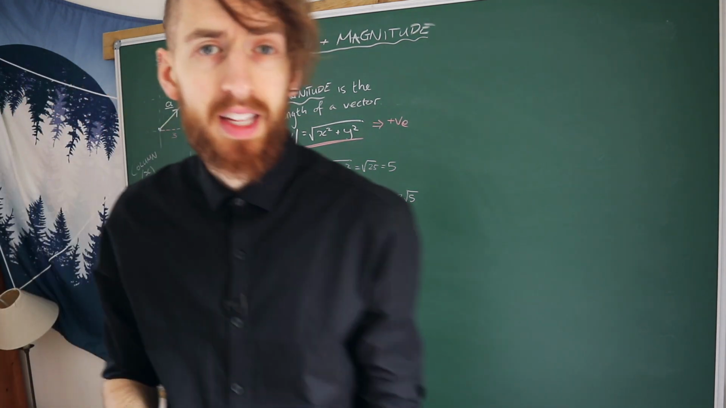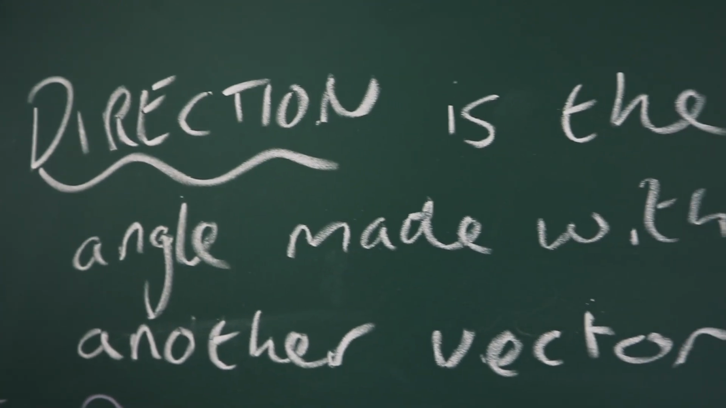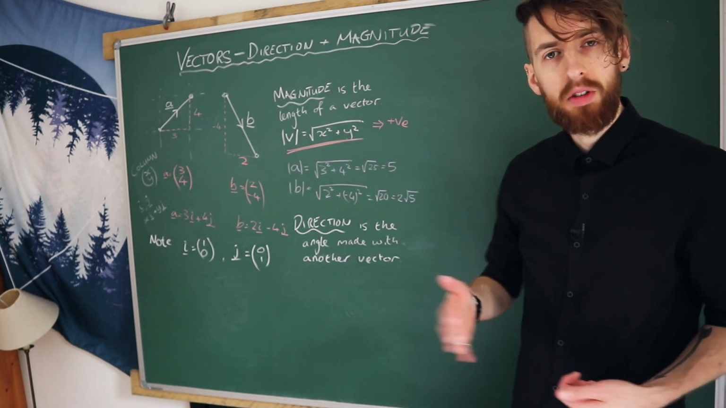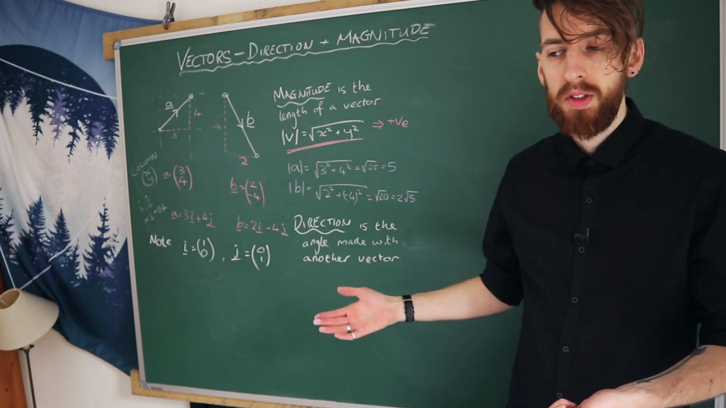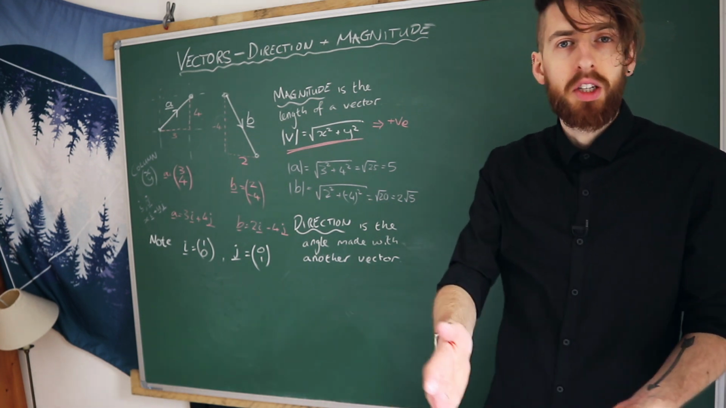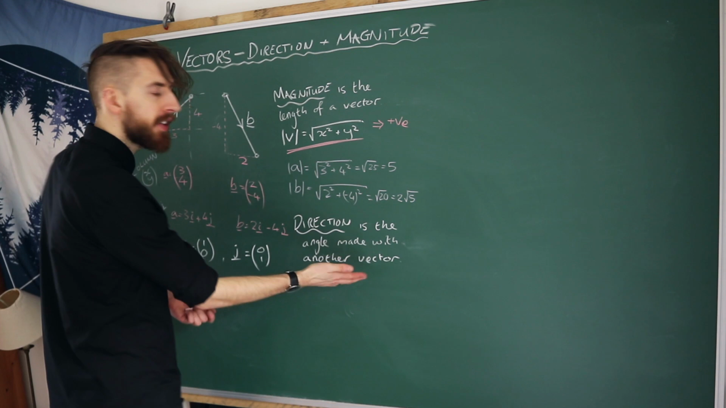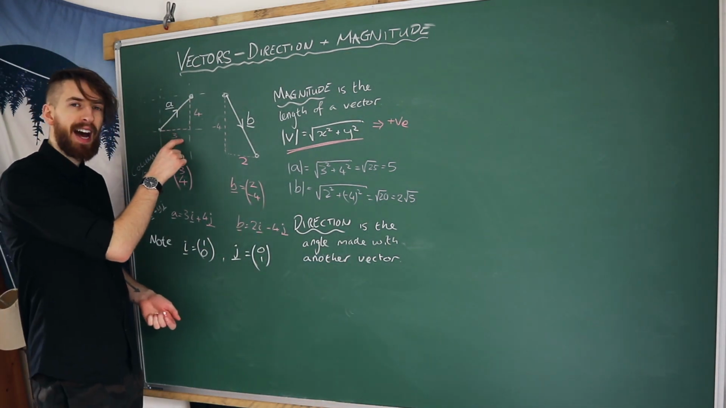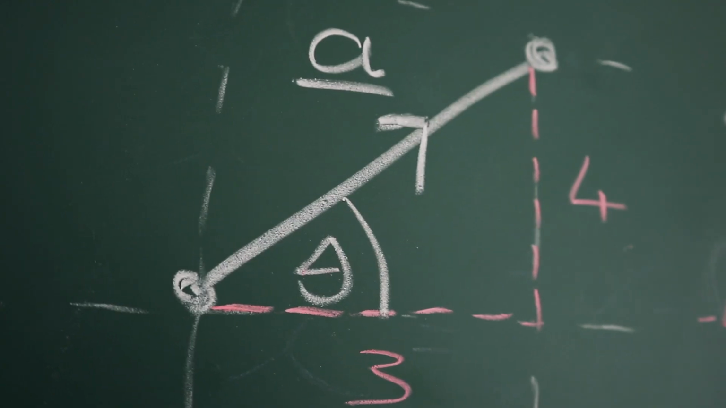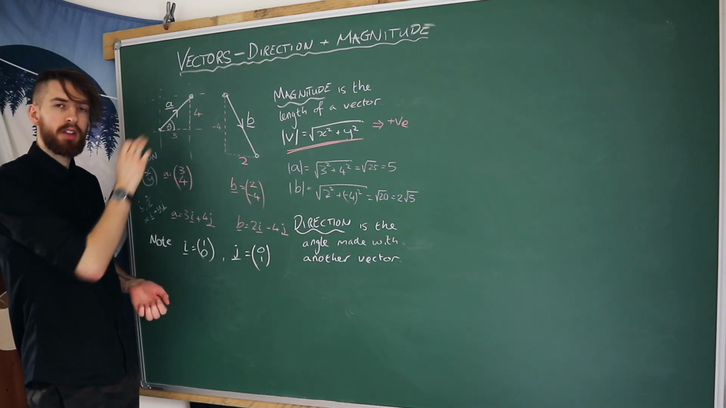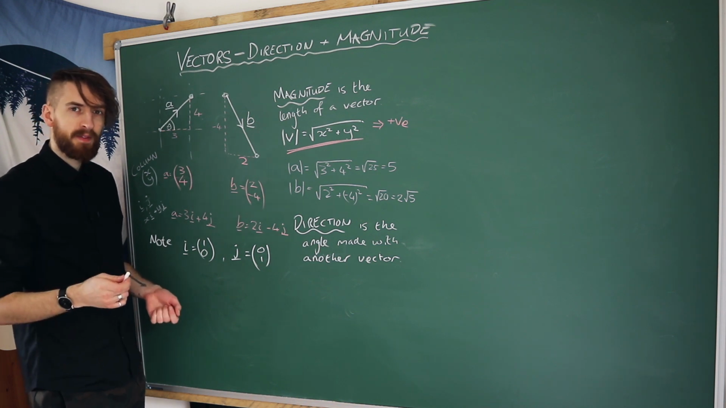Now let's talk about what the direction is. Direction is the angle made with another vector. You see, we always have to refer to what we're actually measuring this direction to. Is it 30 degrees to this line? Is it 30 degrees to that line? Which one is it? So you have to specify which you're doing it to. Here we could say our angle is compared to the horizontal, or you could say it's compared to the i direction. You get that? Let's do a little example.